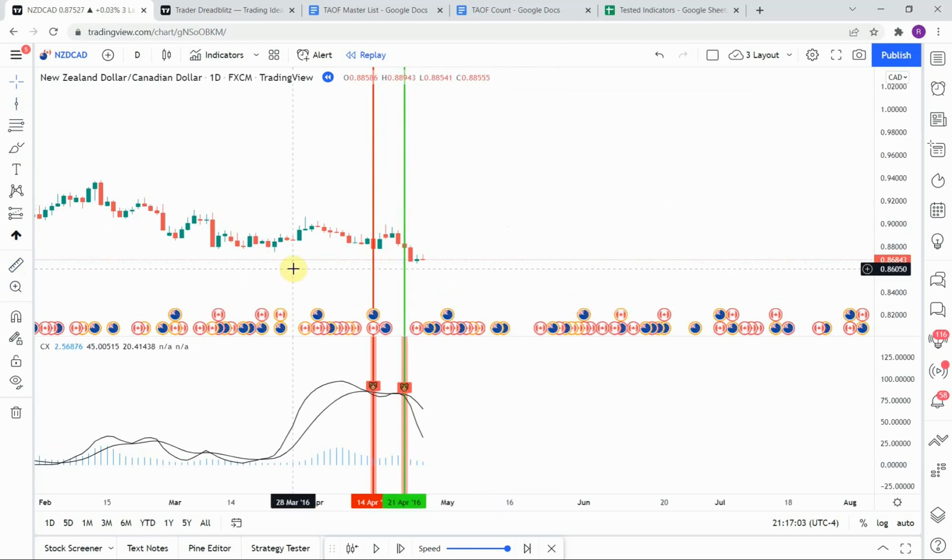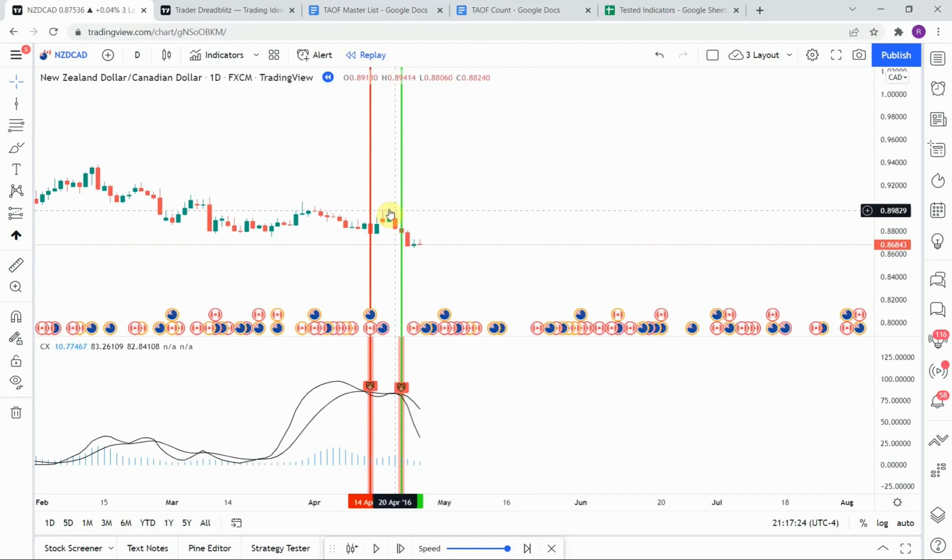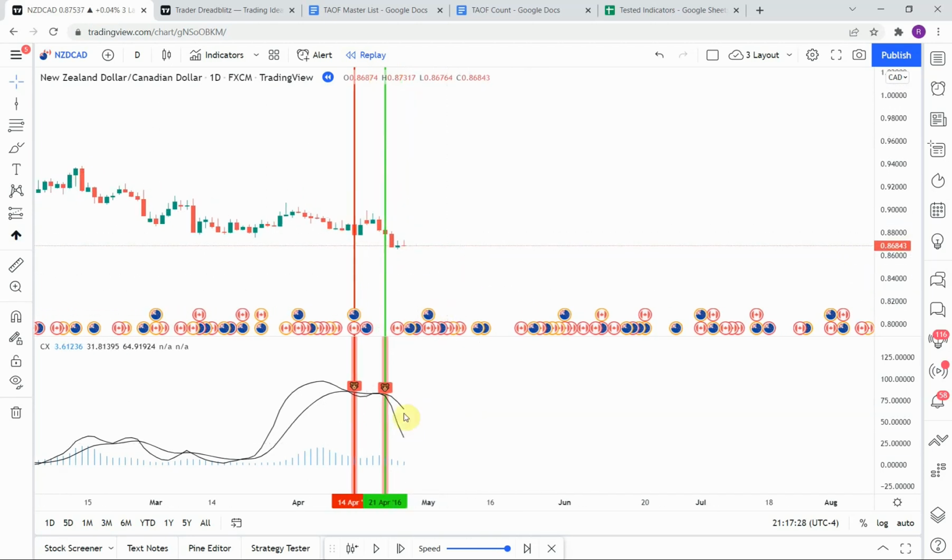All right, so the first signal that we picked up was a short signal right here. Unfortunately, almost immediately we get a push back to the upside, which stops us out. Then really quickly we pick up another short signal right here, and we get a decent little push in price action to the downside, which does get us to take profit on this one. So let's go ahead and continue on.